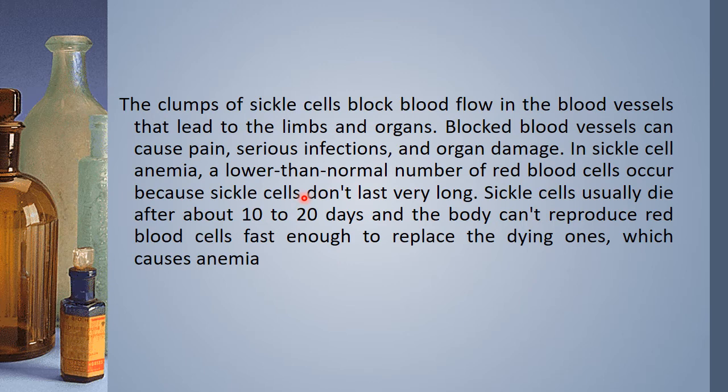Then, if I want to summarize the causes, first of all, the structure of the RBC is not going to be normal. So as a result, it's going to be sickle shaped. This sickle shape will affect the flowing of the RBC within the blood vessels, and as a result, there will be clumping of these types of cells inside the blood vessels. This clumping is going to affect the blood flow, and as a result, these types of cells are going to die within just 10 to 20 days.